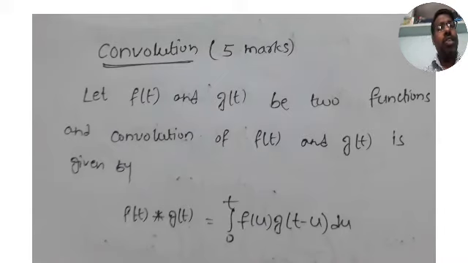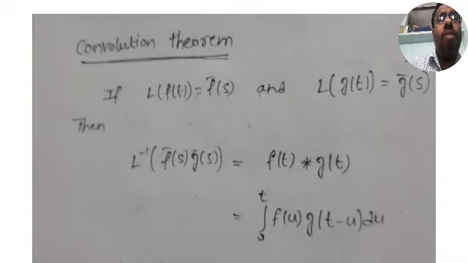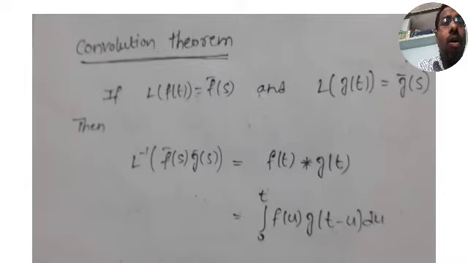Let us see what the convolution theorem says. Convolution theorem: if L of f of t is equal to f bar of s and L of g of t is equal to g bar of s, then L inverse of f bar of s into g bar of s is equal to f of t star g of t, that is, the convolution of f of t and g of t.